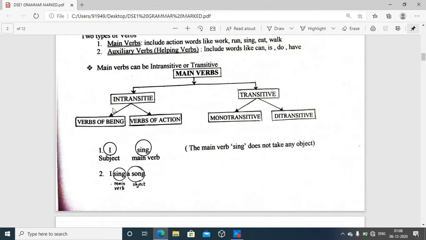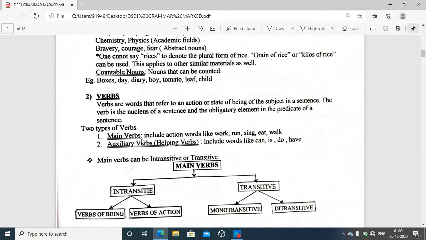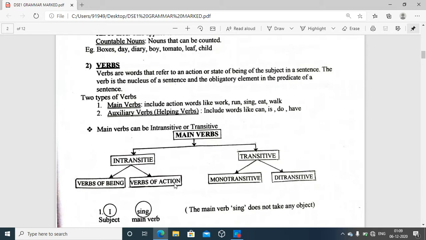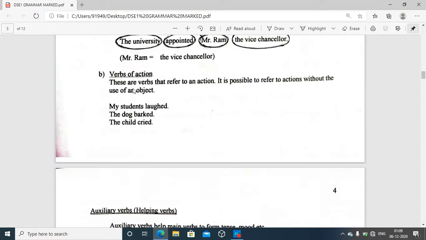Main verbs: intransitive, transitive; verbs of being, verbs of action. Transitive, of course, takes one, two, or more than one object: mono-transitive, di-transitive. Verbs of being are over. Now we have to talk just about verbs of action. These all come from the first type, main verb. And under main verb, the last type I'm going to talk about is verbs of action.